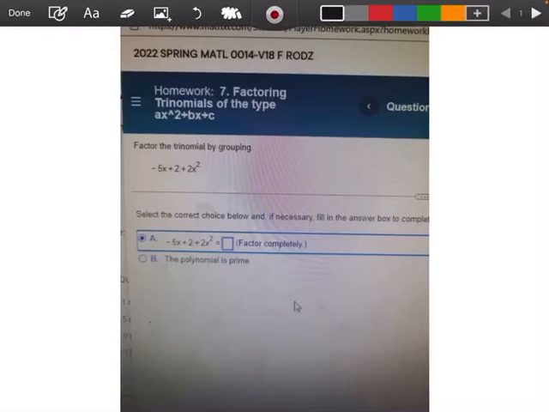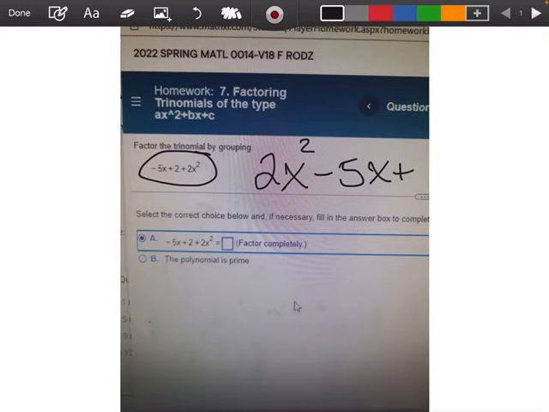All right, so guys, let's take a look here. We're going to try to see if we can factor this problem here. It says factor the trinomial by grouping. The first thing I'm going to do here is rewrite the problem so that it's in the right order. What I mean by that is I'm going to put the 2x squared first, and then the minus 5x, and then the plus 2.